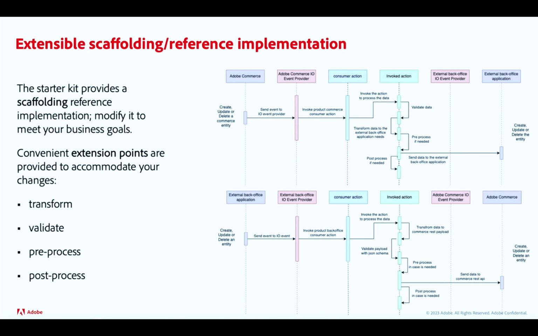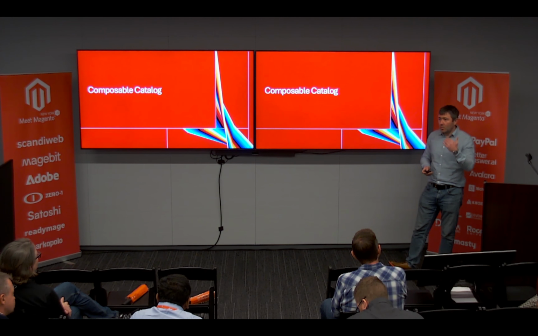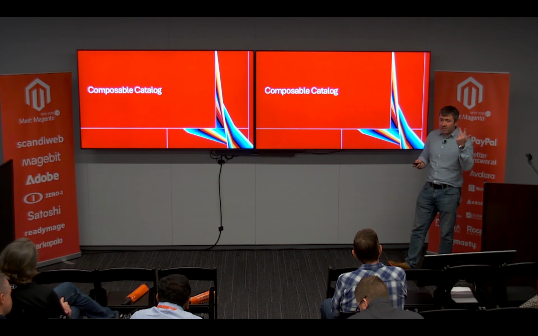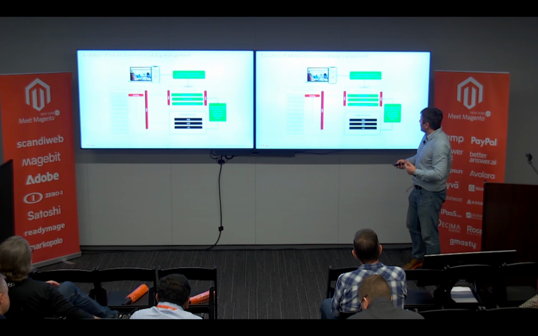So here you may see a lot of cool diagrams that we will skip, and then we'll come to the catalog. Catalog is one of the most challenging problems in commerce. I would say that there are two main problems in commerce: catalog and shopping cart, right? I hope that you agree with me.